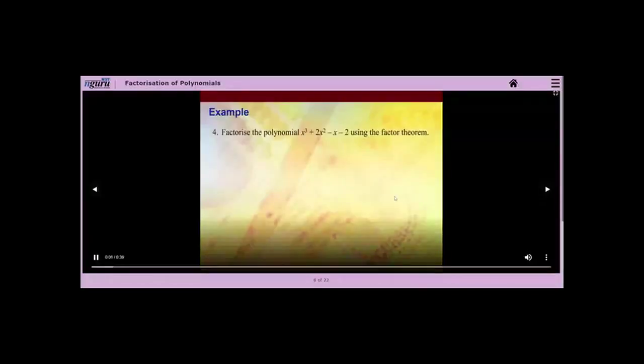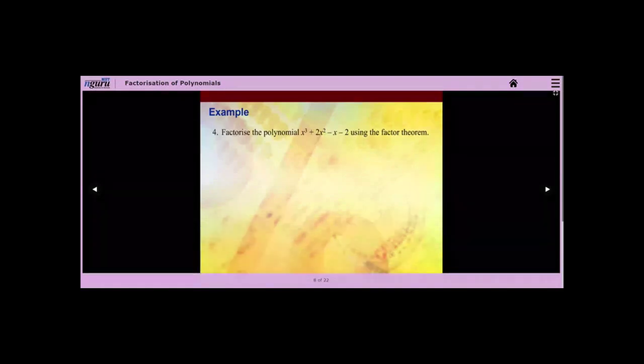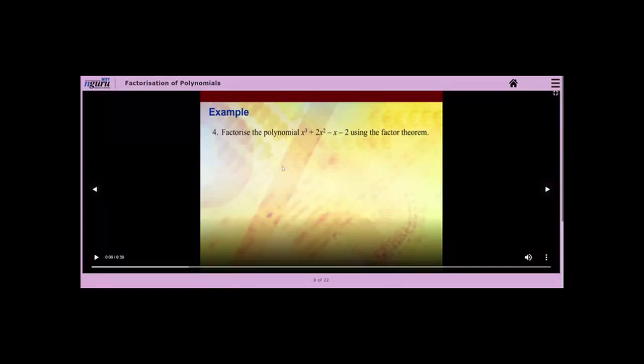Next. Factorize the polynomial x cubed plus 2x squared minus x minus 2 using the factor theorem. Here we have to use the factor theorem and factorize it. So what will you do? How will you do this? Ma'am, we have to put a value of x, ma'am. The value at which the polynomial is 0, that value is the factor.